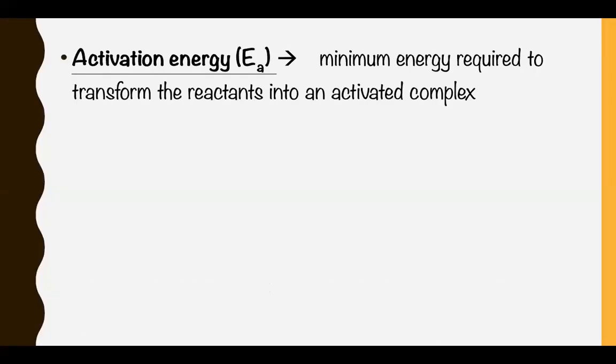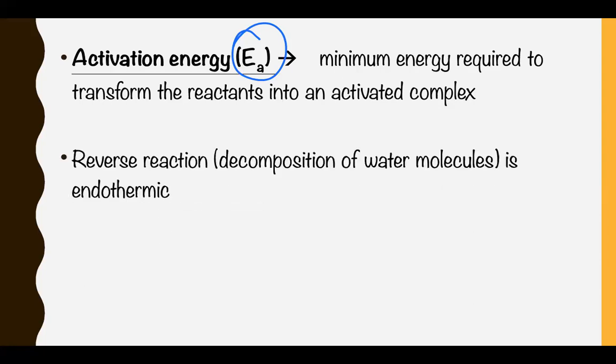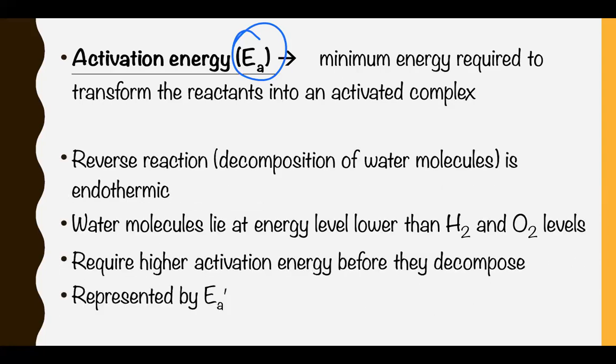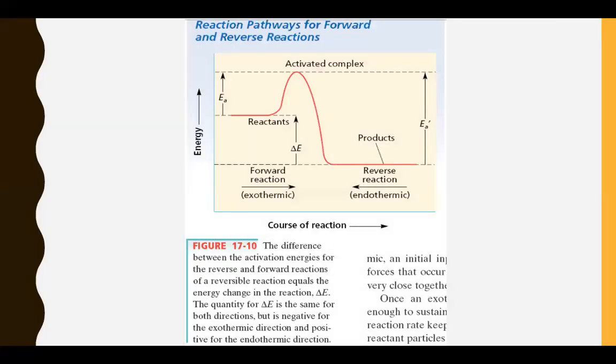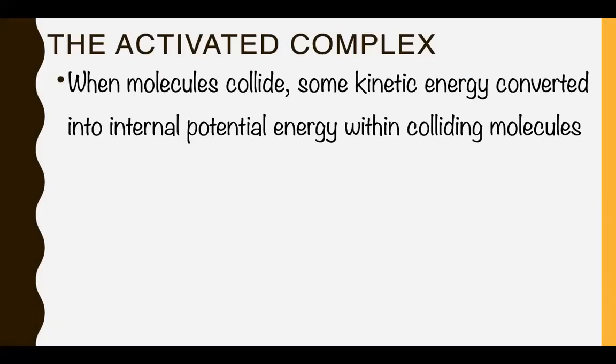So activation energy is abbreviated EA, and it's the minimum energy required to transform the reactants into an activated complex. Now, what's an activated complex? An activated complex is something that's in between the reactants and products.